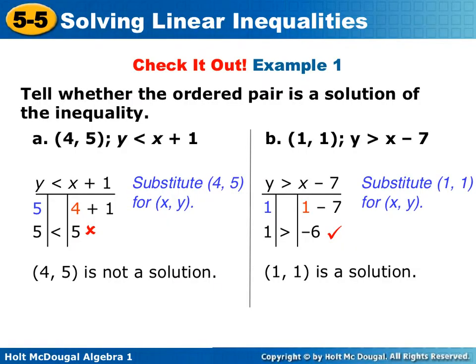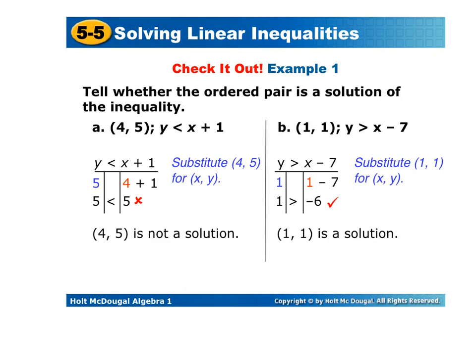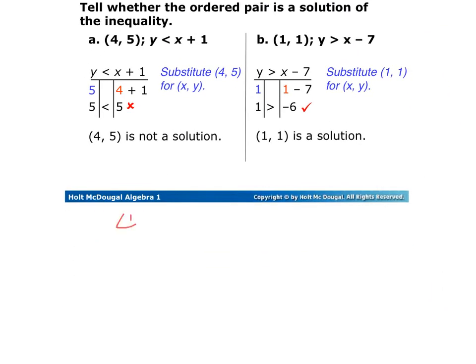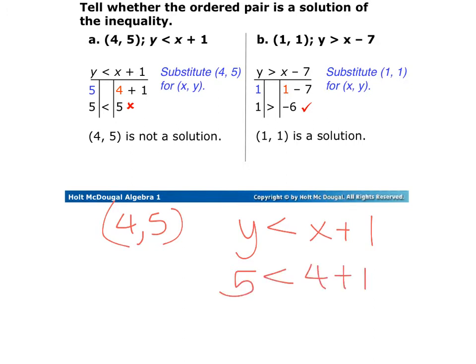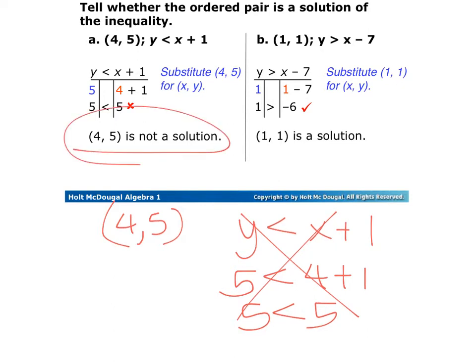They have 2 more examples when they did it. Notice this one, when they put it in. Let's just do this one just to demonstrate. So (4, 5). When I put in the 4 and the 5, what's 4 plus 1? 5. Is 5 less than 5? No. If it had the or equal to, it would have been a true statement. But because 5 isn't less than 5, then it's not a solution. Okay? So the beginning part is really basic.